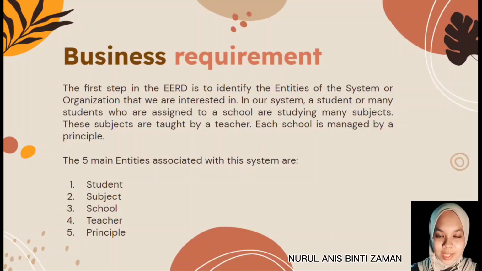Thank you. My name is Nurul Anis binti Zaman. I'm going to talk about business requirements. The first step in the EERD is to identify the entities of the system or organization that we are interested in. In our system, a student or many students who are assigned to a school are studying many subjects. These subjects are taught by a teacher. Each school is managed by a principal. The five main entities associated with the system are: students, subject, school, teacher, and principal.